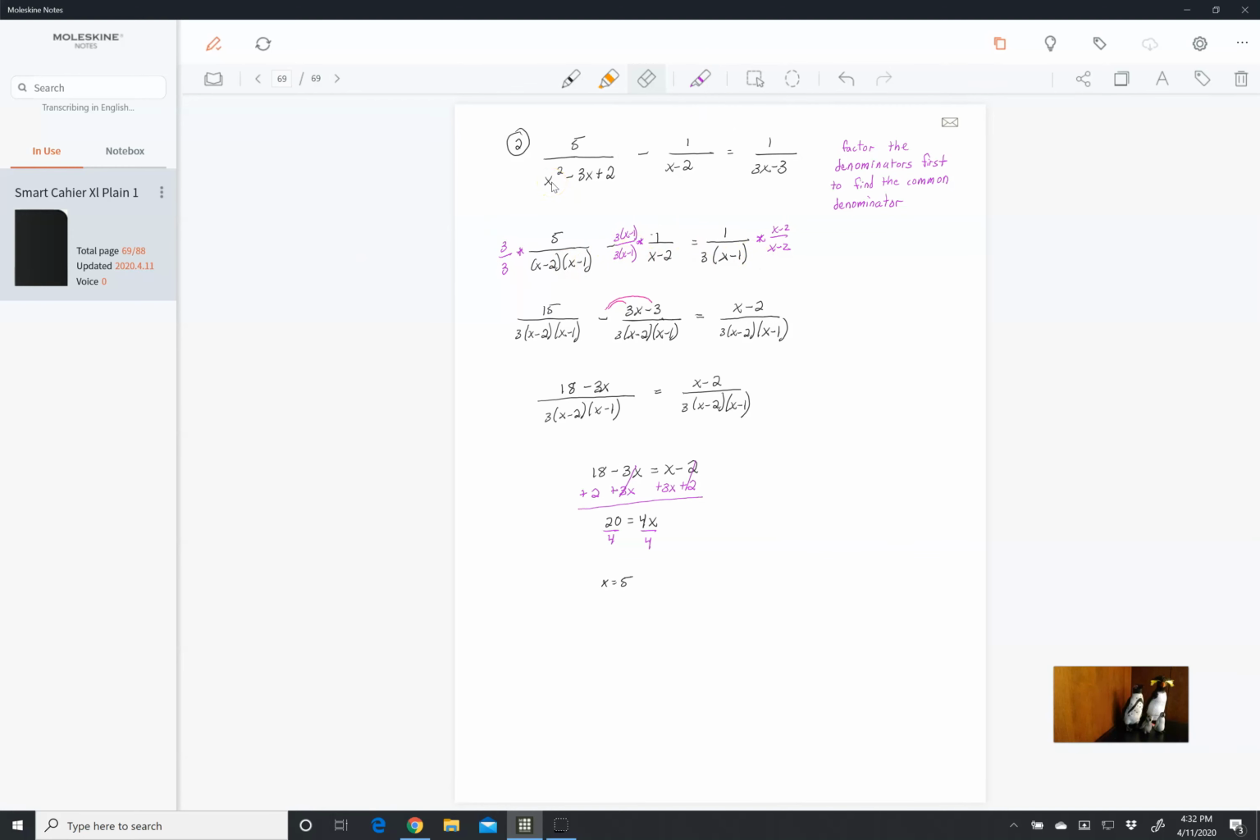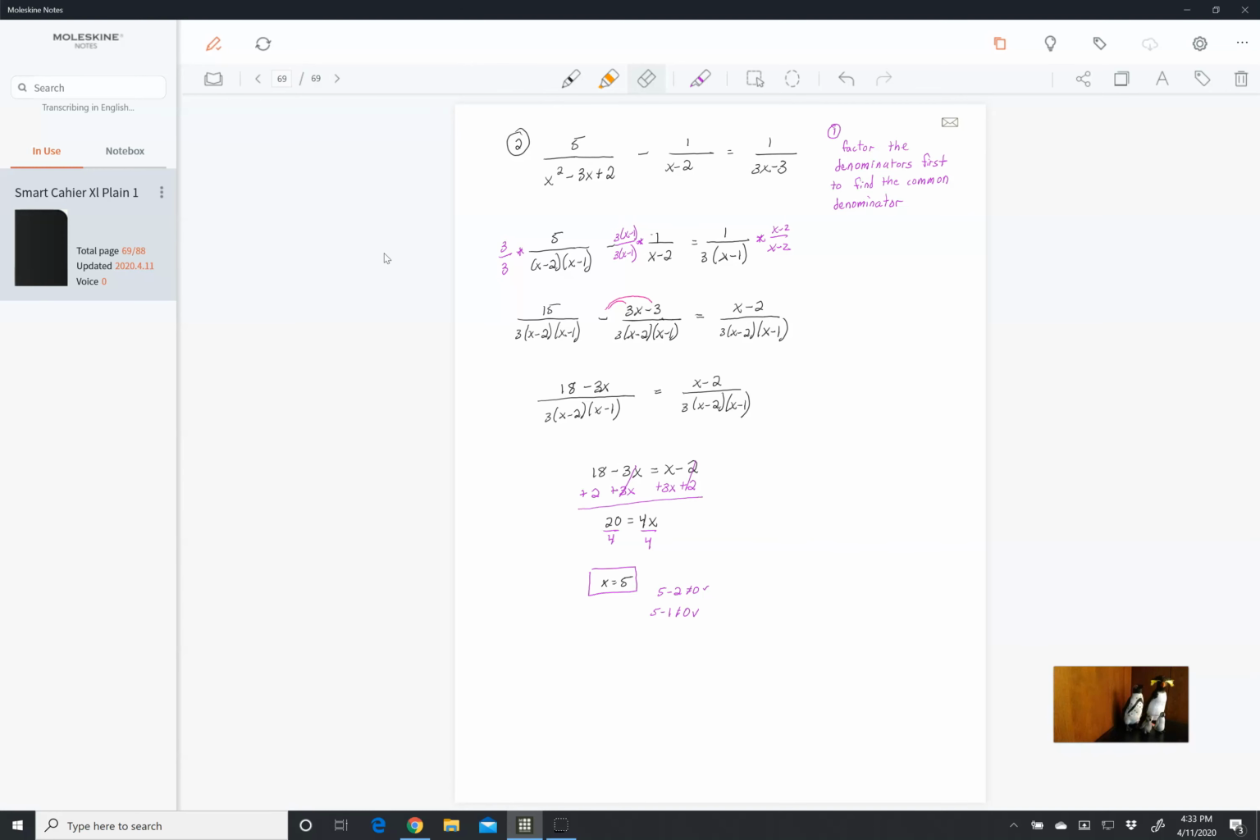We don't have to plug it into x squared minus 3x plus 2. It's factored, it's the same denominator. You do have to plug it into all of them though, okay? So 5 minus 2 is not equal to 0, so we're okay there. 5 minus 1 is not equal to 0, we're okay there. And that's it. Okay, those are the only cases. So x equals 5 is a solution.